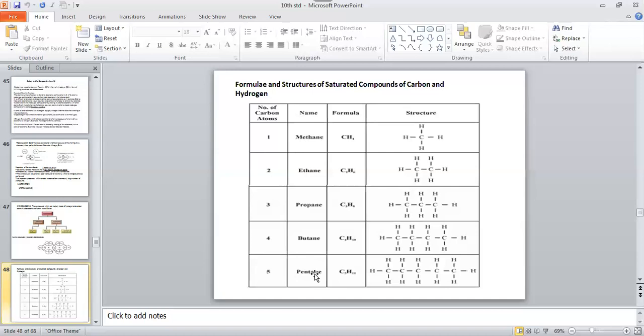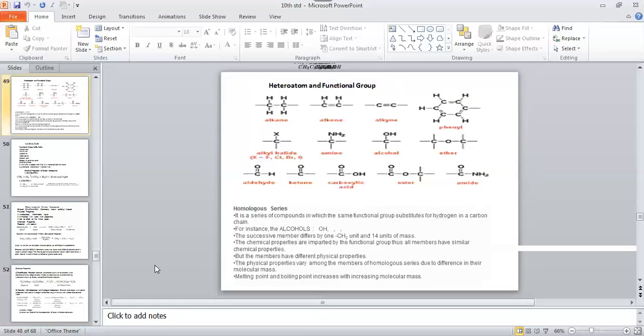The next example is pentane. The molecular formula is C5H12. These are five carbon atoms in a straight chain. They are surrounded by 12 hydrogen atoms, and all these single bonds are again covalent bonds.